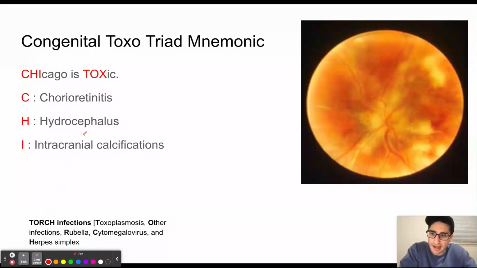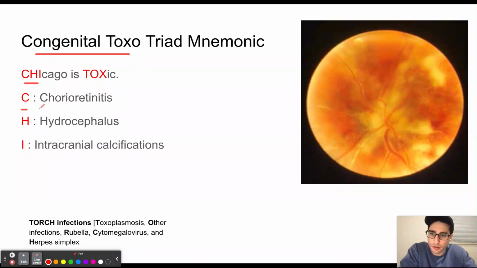Now, the patient has presented with the classic triad for a congenital toxo infection. A mnemonic that you can use to remember this triad is Chicago is toxic. So at one point, Chicago used to be a very violent city. So you can remember this mnemonic to help you with the triad that is going to be for congenital toxoplasmosis infection.